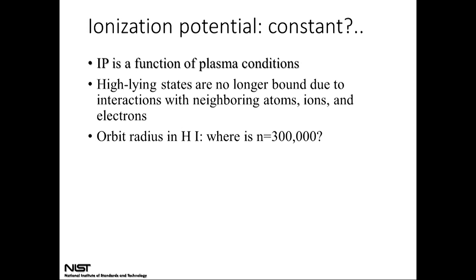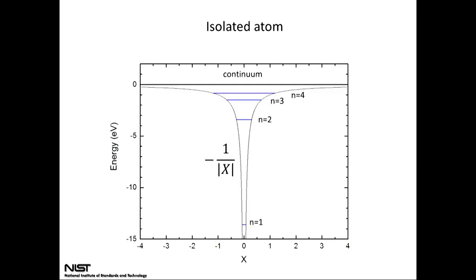Even more so in plasma, where you have charged particles flying around. You take your electron higher and higher, further and further away from your nucleus, it gets screened by particles in plasma, and even potential for the particles sitting next to this particular nucleus changes as well. So if we look at isolated atom again, this is just 1 over x potential for neutral hydrogen. We have lowest state at 1 Rydberg, n equals 2, 3, 4, so on and so forth, and then continuum.